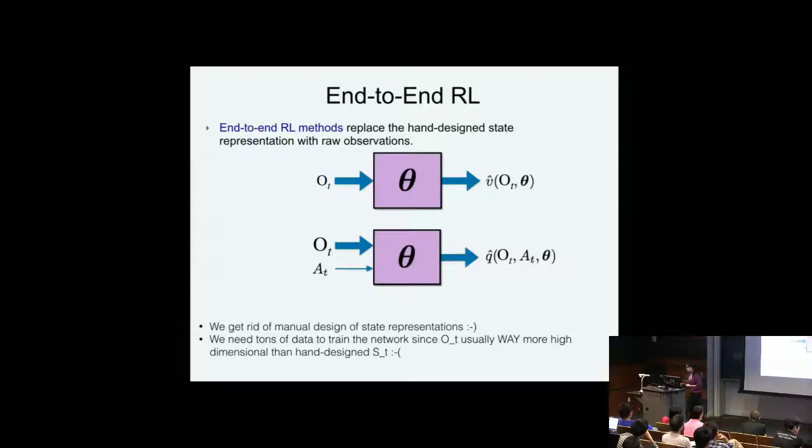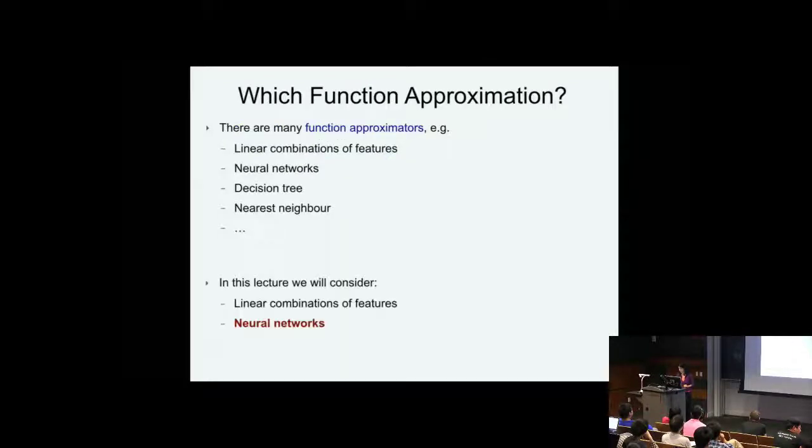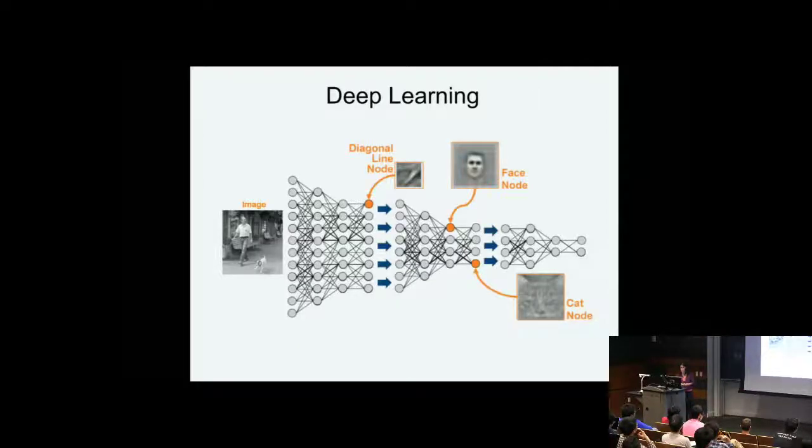But these are all great questions. This means we care a lot about succeeding in the real world. There are a lot of types of function approximators, and we'll consider in this lecture neural networks, for the reasons we'll discuss. What is a neural network?